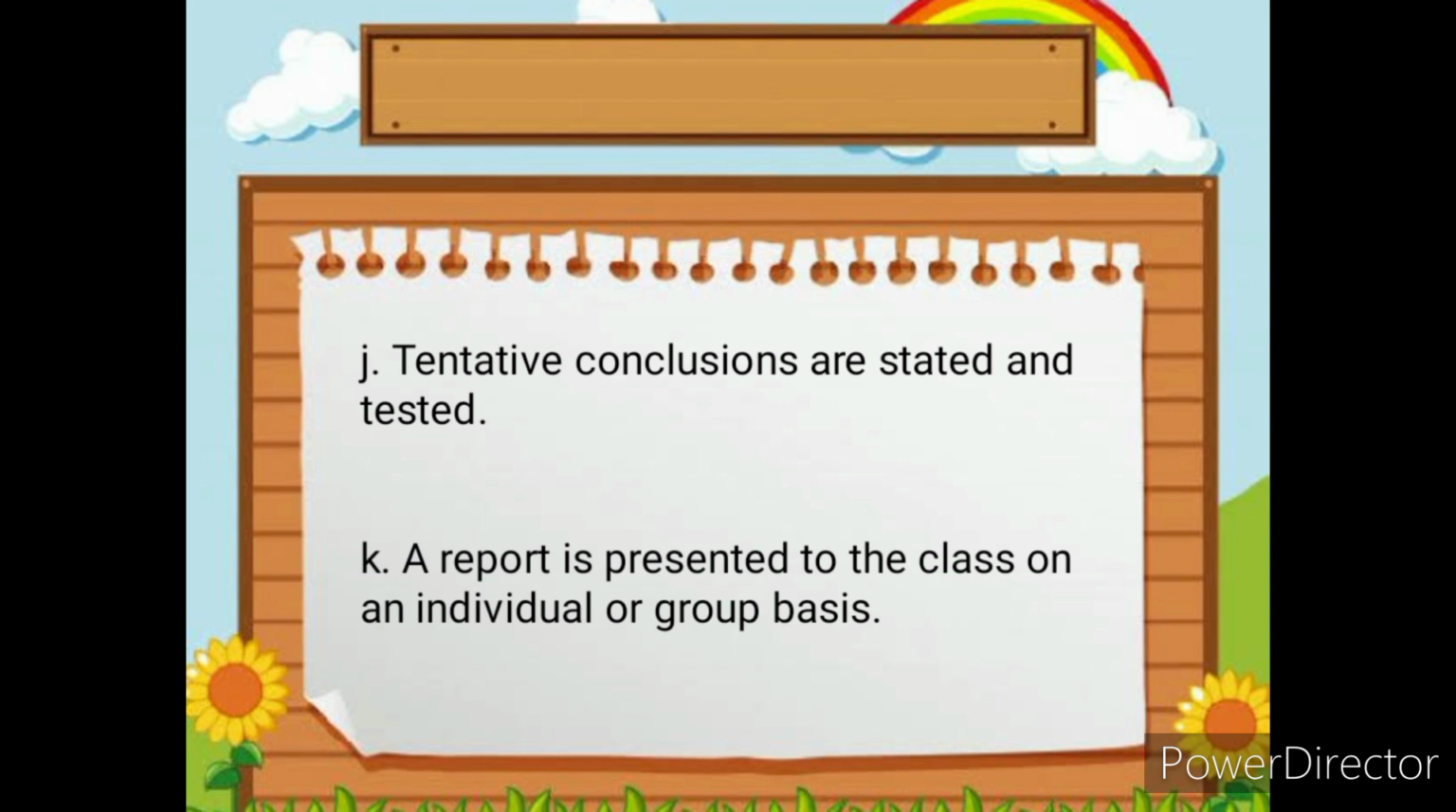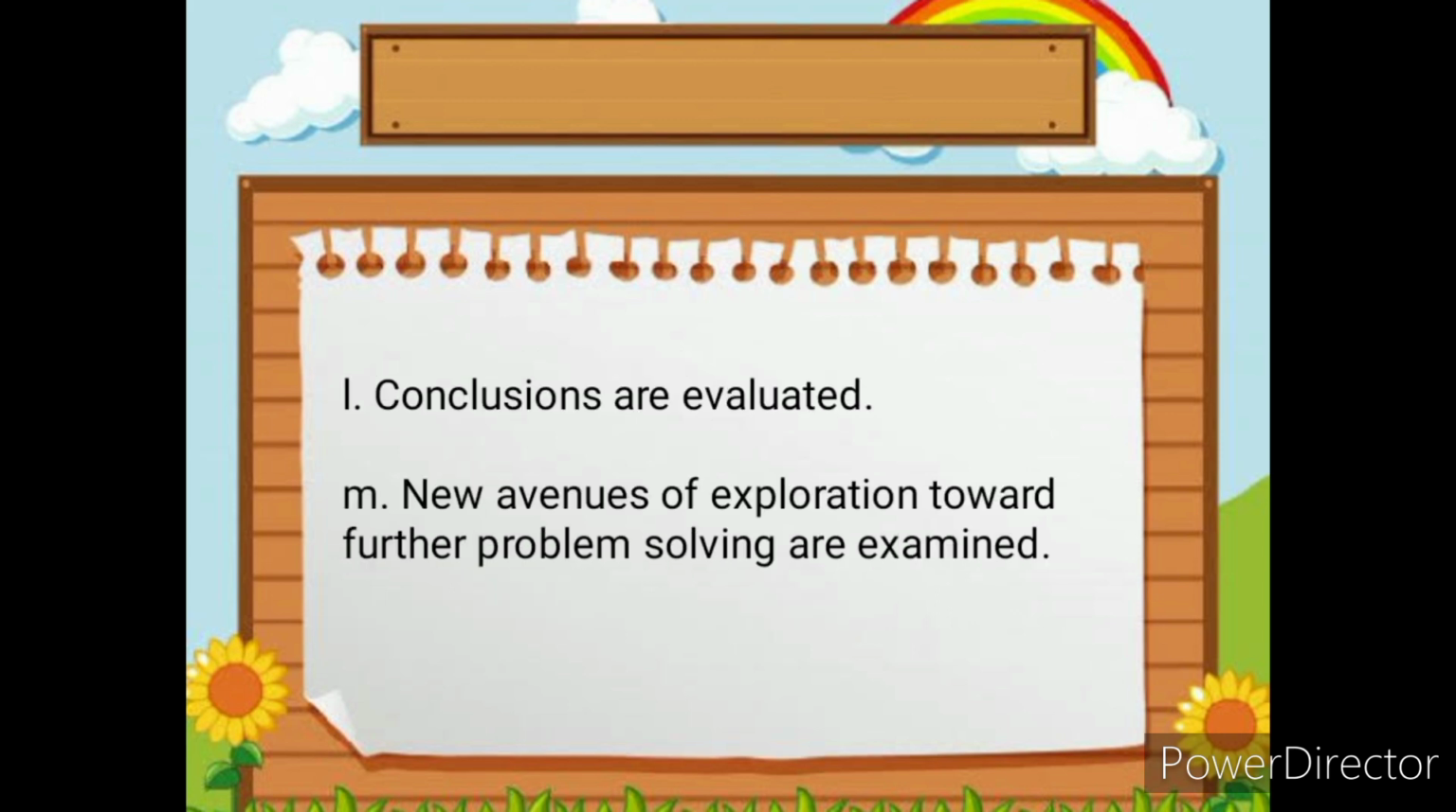Next is tentative conclusions are stated and tested. This means that you have your tentative conclusion and you can check whether that conclusion that you have is correct or wrong. Next is a report is presented to the class on an individual or group basis. The reports that you have are presented to the class, either through individual reports or through group reports. Next is conclusions are evaluated. This means that your formulated conclusions are evaluated whether they are correct or wrong.